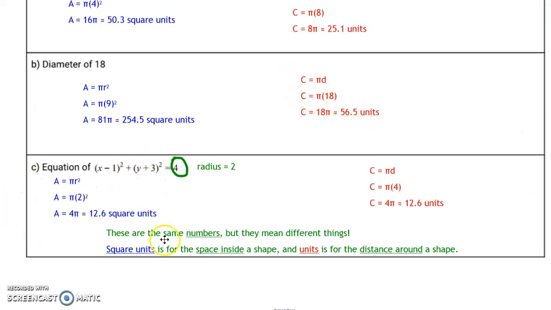The one thing I wanted you to point out here is that this 12.6 and this 12.6 are the same number, but they mean different things. Remember, square units is space inside a shape. It's the area that's inside of a shape, whereas units is just the length. It's the distance around a shape. That's the difference between these two measures.